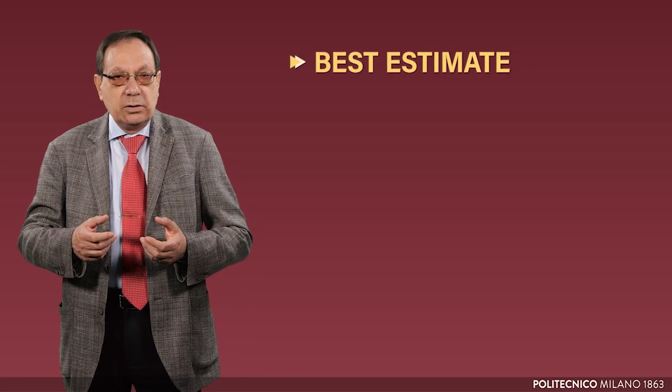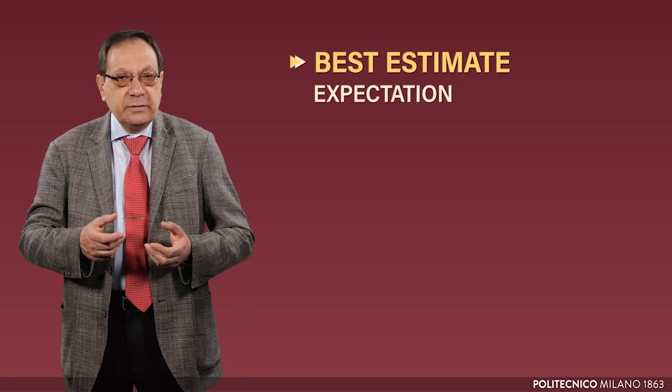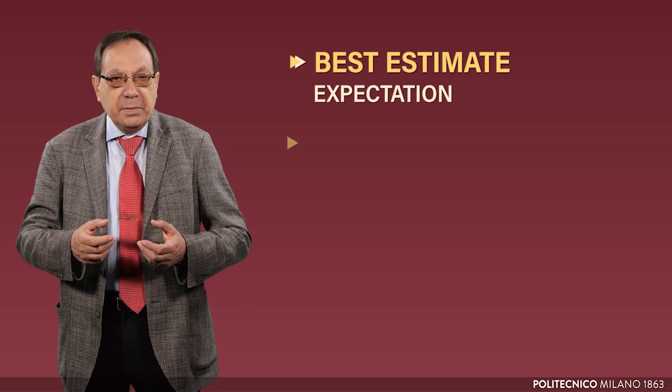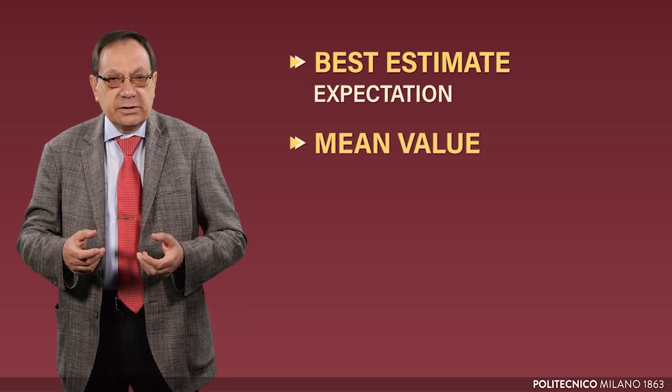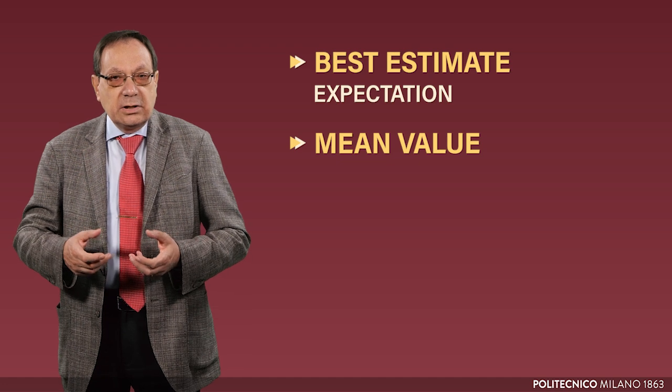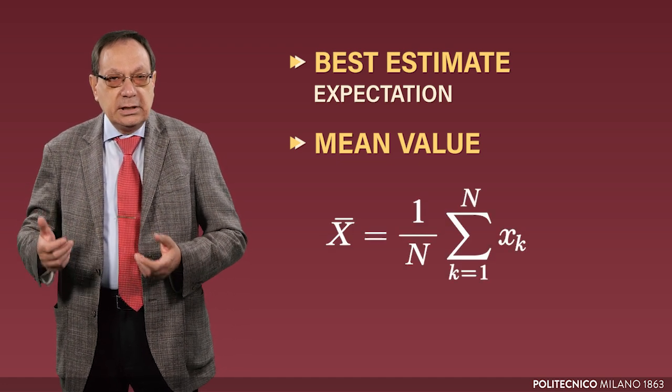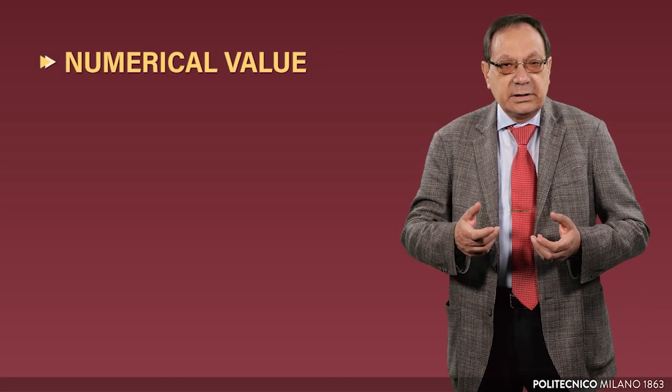Probability tells us that the best estimate, also known as the expectation of X, is given by the mean value of the n observations, a mean value which is obtained from the formula you see here. In the absence of systematic errors, as initially assumed, this mean value provides a better estimate of the measurand than any of the measured values xk, and is therefore taken as the numerical value of the measurement result.